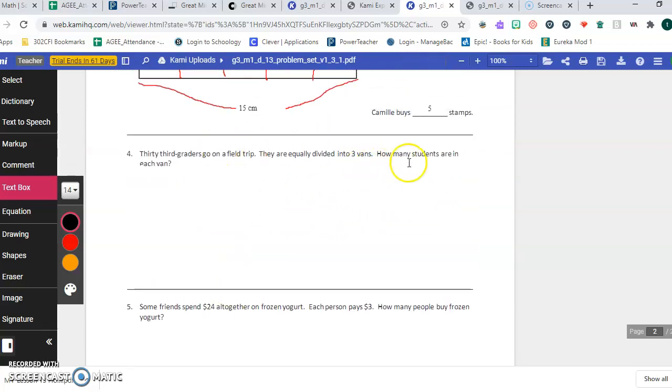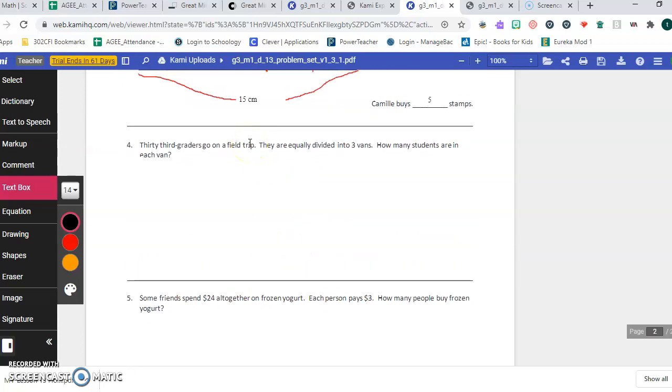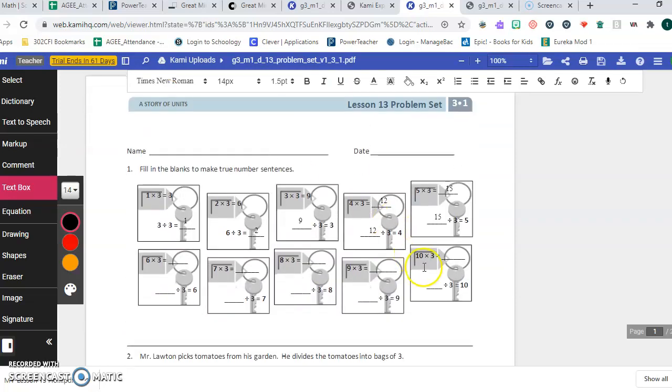They ask you on number 4 to just solve the problem. They don't ask you to do a tape diagram, and they don't ask you to do a tape diagram on the last one either. So we're just thinking about how we are going to do this. 30 third graders go on a field trip. Okay, 30. I'm already thinking about my relationship to the number 3. I know that we're working with the number 3. And when we were talking back here, the 30, we already decided that it takes 10 threes to make 30.